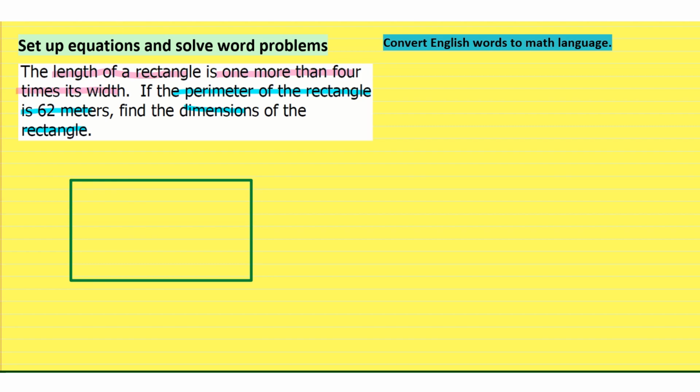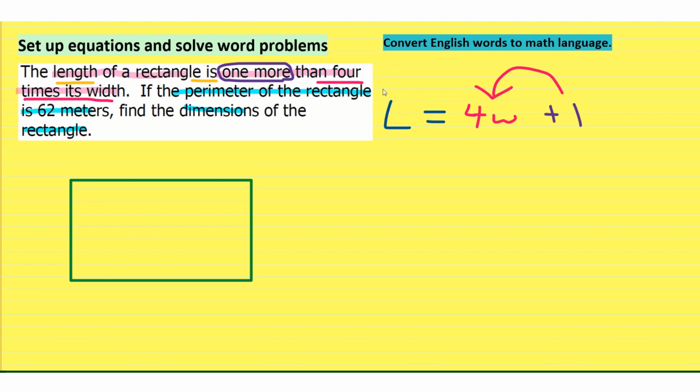So what I want to focus on is this first part. It says the length is. Well, in math language, that means the length equals. And then it tells us that it is equal to 1 more. That's something we always want to focus on up front. 1 more means plus 1. And then it also tells us it's 1 more, or plus 1, than 4 times the width. So 4 times the width. So it's 1 more than 4 times the width.